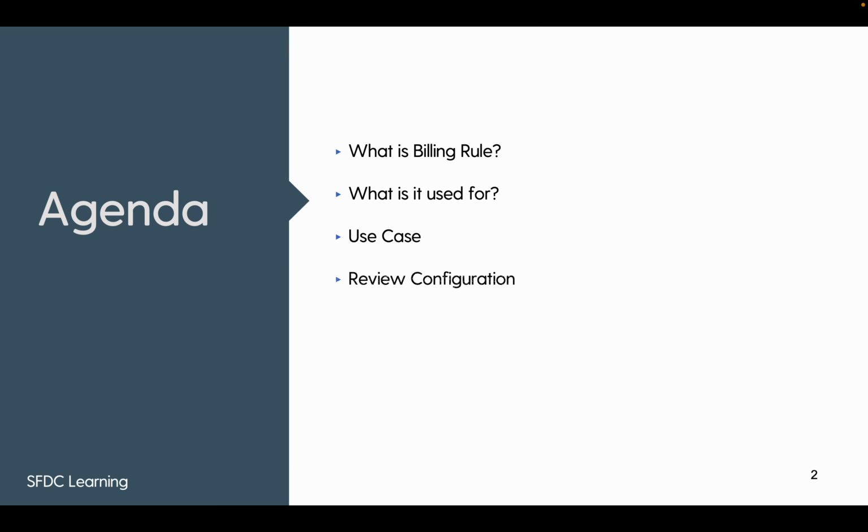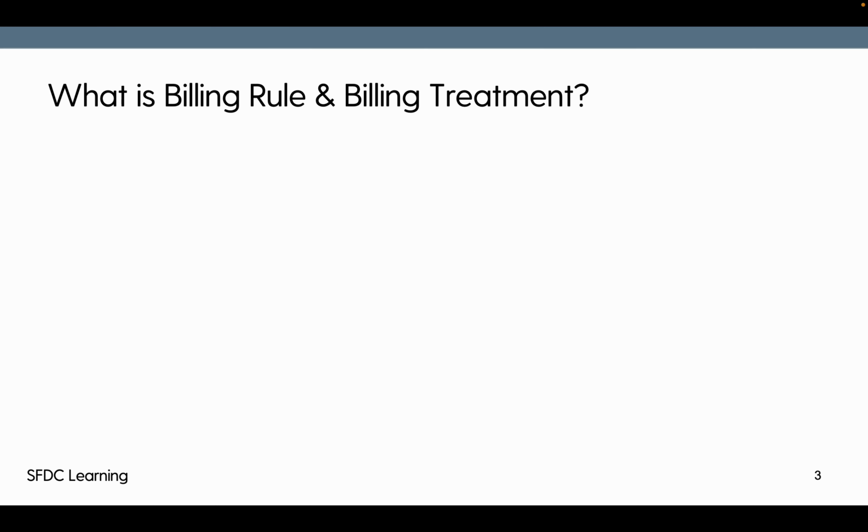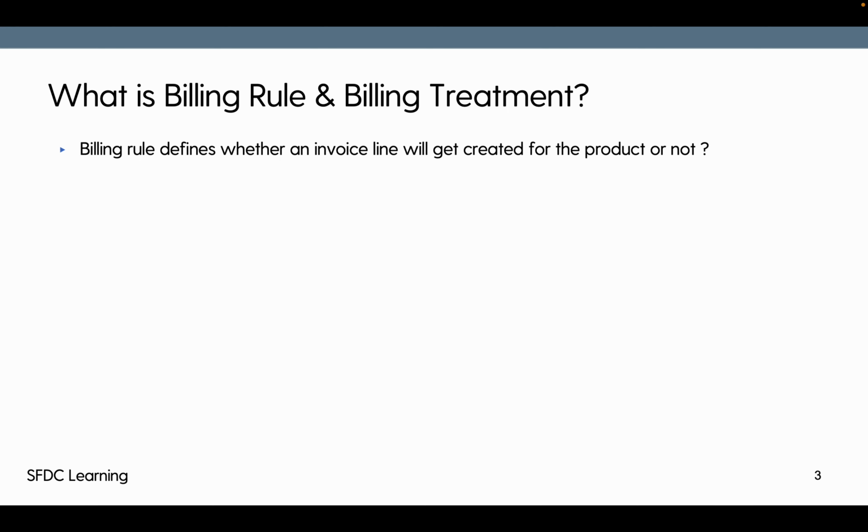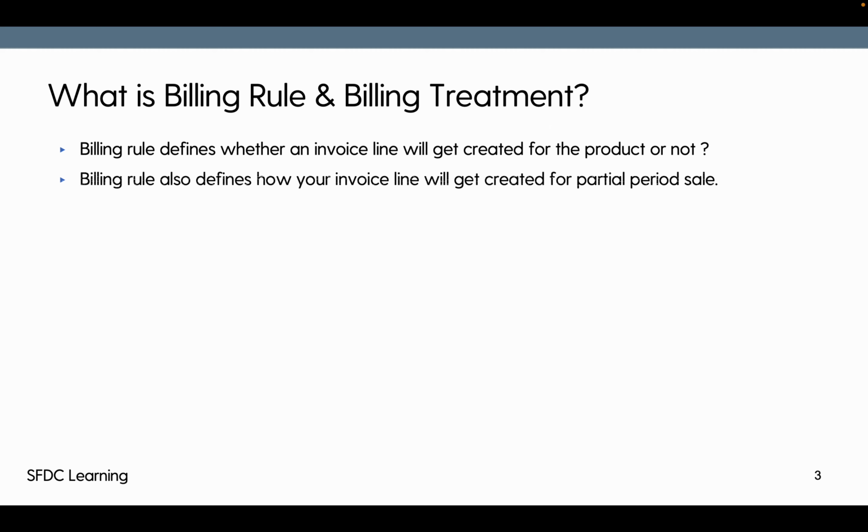So here's the agenda. We're going to see what is billing rule and billing treatment, what is it used for, then we have a small use case, and then we'll review the configuration. So what is billing rule and billing treatment? Billing rule defines whether an invoice line will get created for a particular product or not. It also defines how your invoice line will get created for partial period sale.